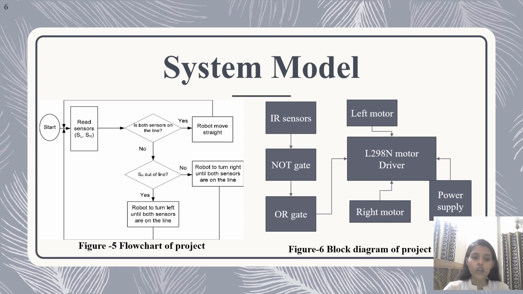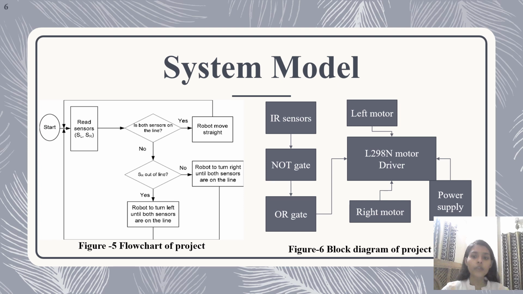Here we can see two parts. One is flowchart and another is block diagram. In the flowchart part we can see that we have used two IR sensors. One is left IR sensor and another is right IR sensor. If both sensors are on, then the robot will move forward, or it will finish the line, and the robot works only on the black line on a white surface. If the right sensor is on and the left sensor is off, then the motor will turn right, and the right motor will run, and the left motor will stop.